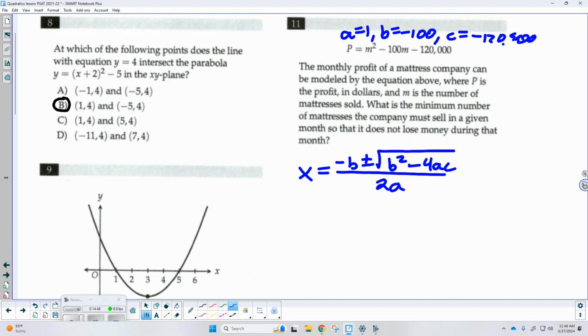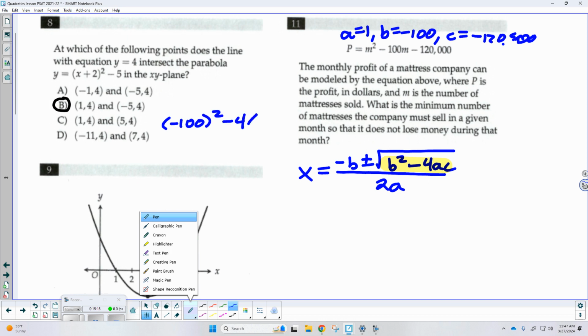I would go ahead and find this first. Now, remember, we talked about this earlier this week and last week. Does anybody remember what we call b squared minus 4ac? Big word starts with a D. That's the discriminant. There we go. Okay, so let's see what we're going to get out of that. So we want b squared, so this is going to be a negative 100 squared minus 4 times a, and then times c, so that's going to be a negative 120,000.